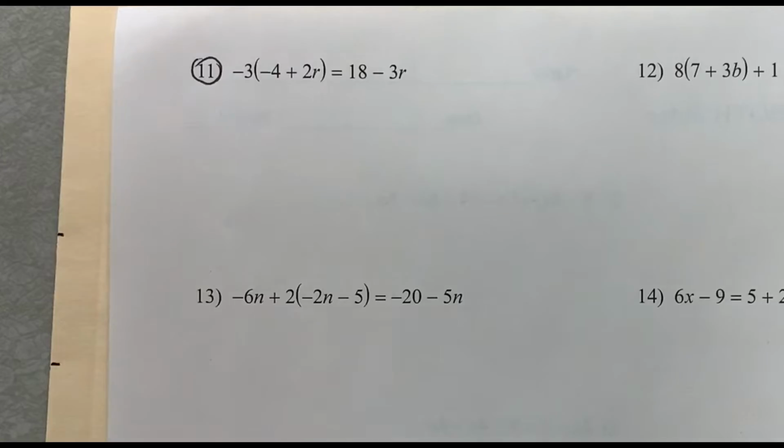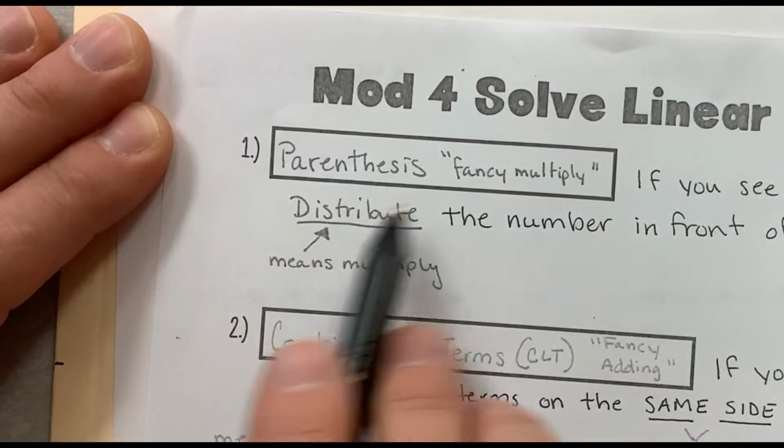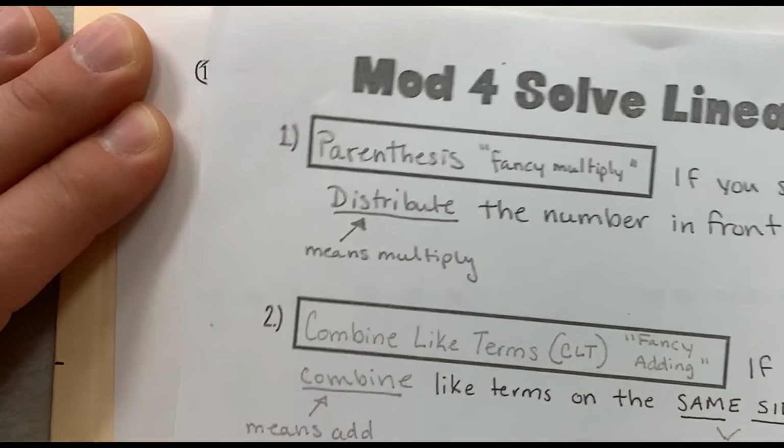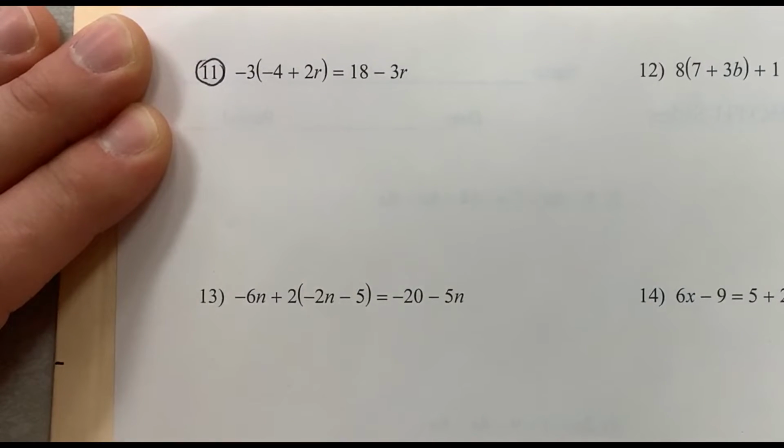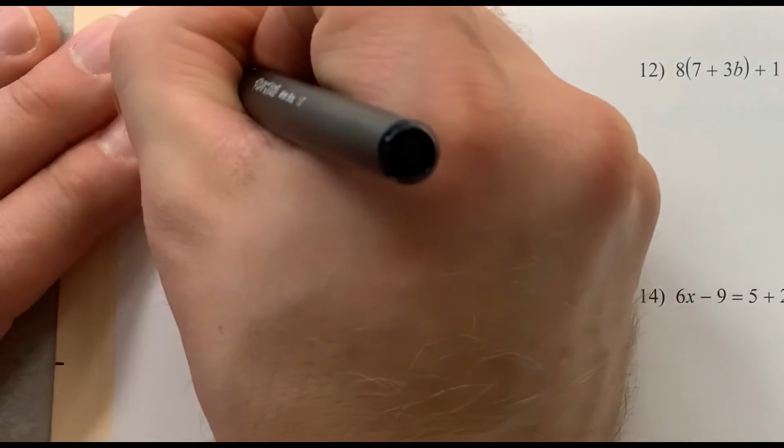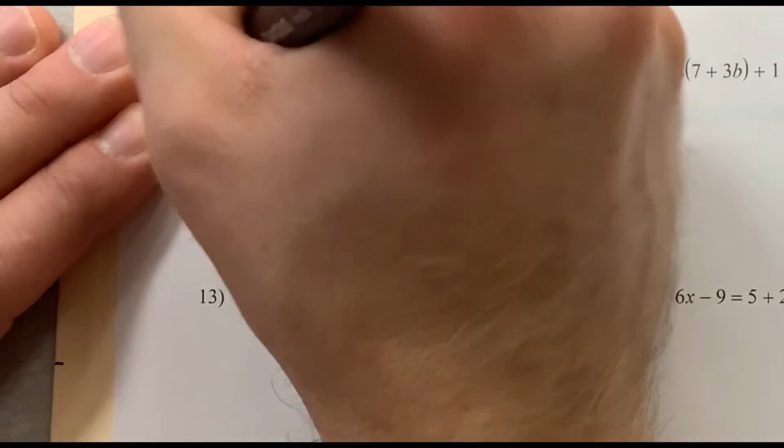Number 11. First things first, follow my guidelines. Guideline number 1 is parentheses, fancy multiplication. We gotta make sure we distribute. Well, I have parentheses here. So I'm gonna go ahead, I'm gonna take this -3 and I'm gonna multiply it.